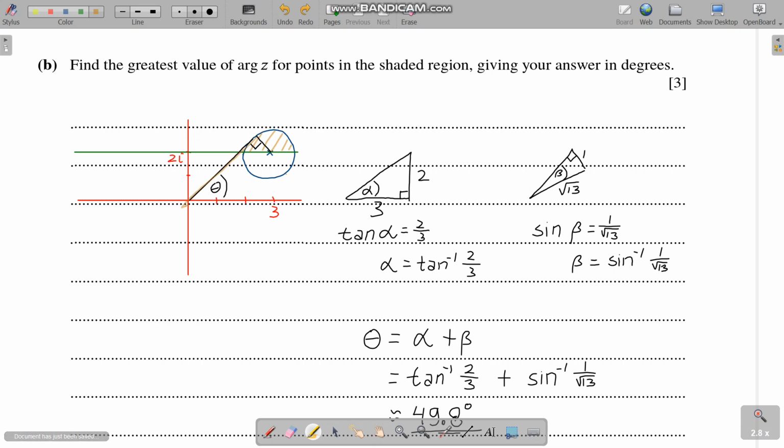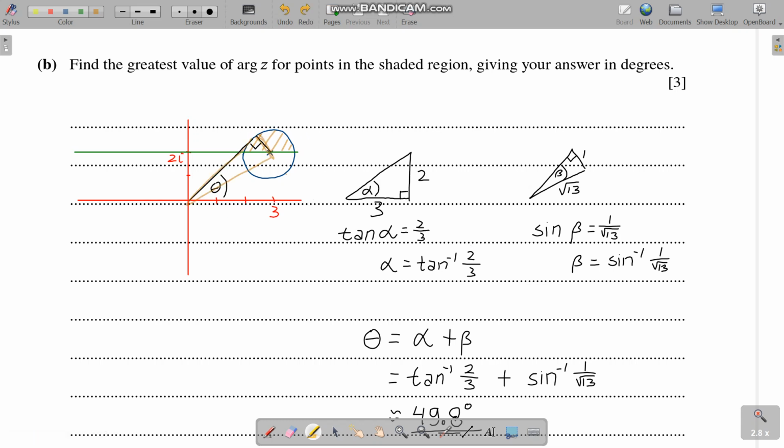And for this triangle now here, notice that it's a right angle over here. So this is the angle we're trying to find. This is the beta. And we know that the radius of the circle is 1. And we can find this hypotenuse from here, because this is the same common line. The hypotenuse is the square root of 2 squared plus 3 squared, which is root 13.